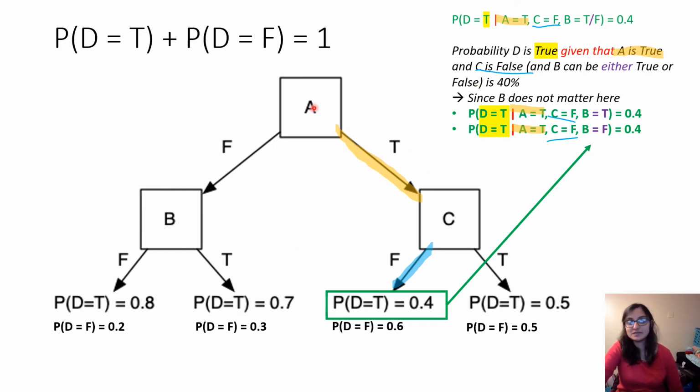And what we see, because we see just A is true, C is false, there is no mention of B on this side of the tree, so we don't need to worry about B. So if A is true and C is false, and B can be either true or false, what is the probability that D is true? That is going to be 40%. So the probability that D is true, given that A is true, C is false, and B can be either true or false, but we need to mention that, is 40%. So that's what this is saying.